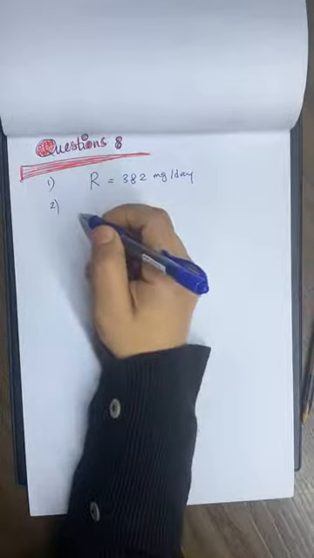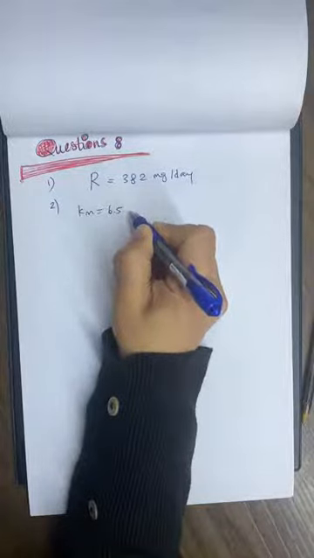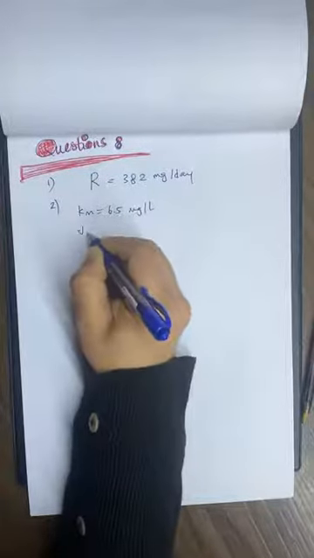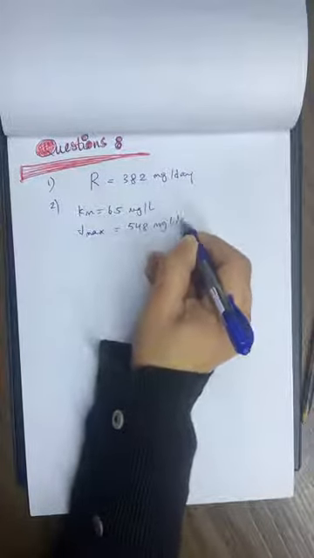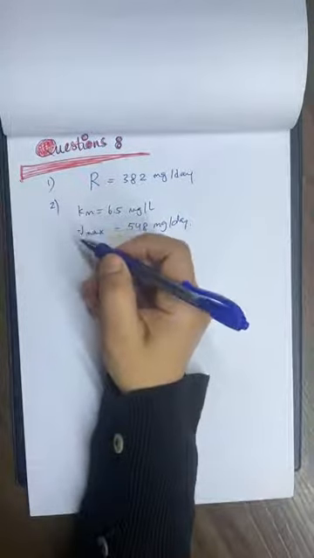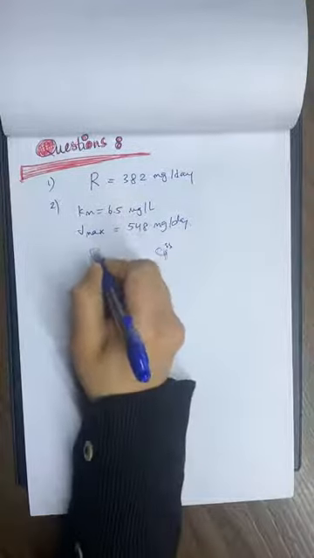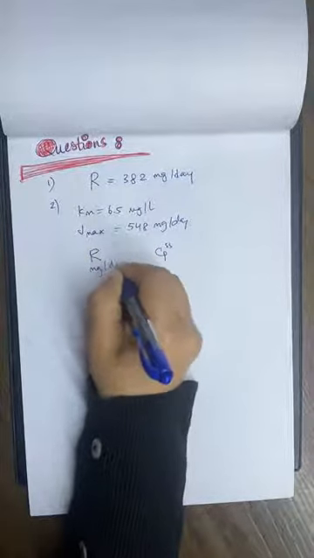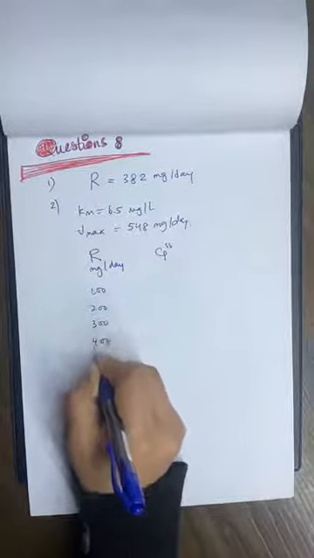Okay, and the second question, we have Km of 6.5 milligram per liter. We have Vmax, that is equal to 548 milligram per day. Okay, and the question is about the steady state concentration for a rating dose in milligram per day of 100, 200, 300, 400, and 450 milligram per day.